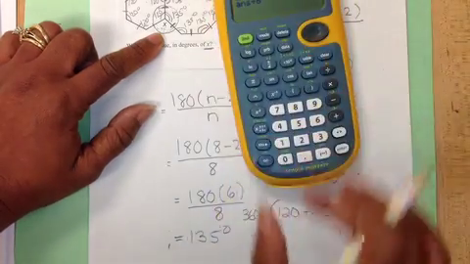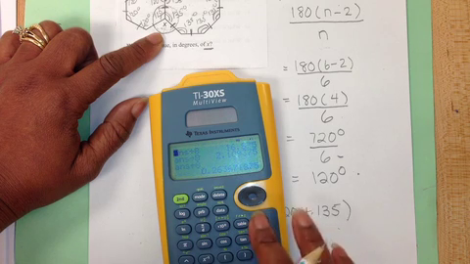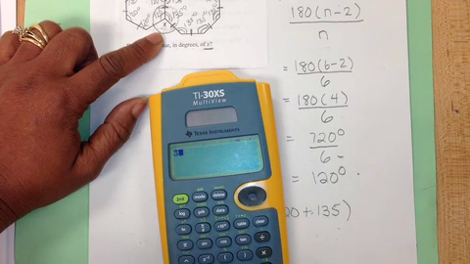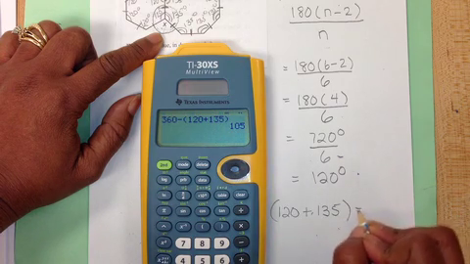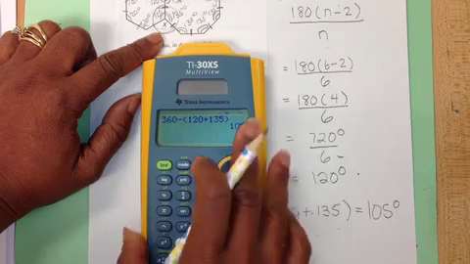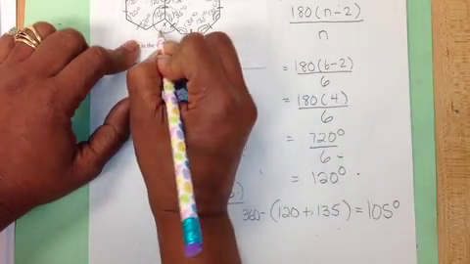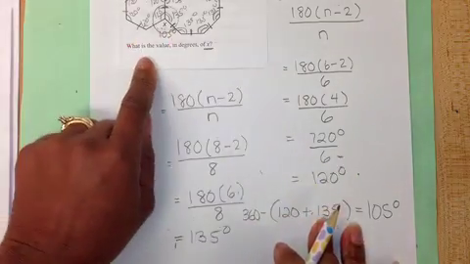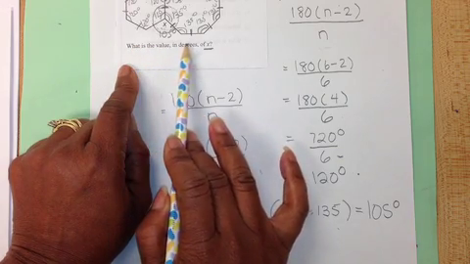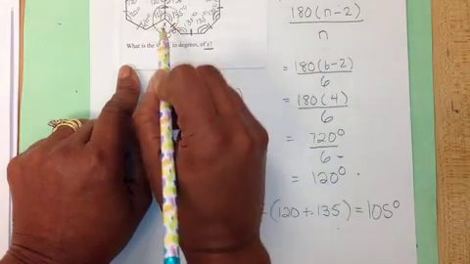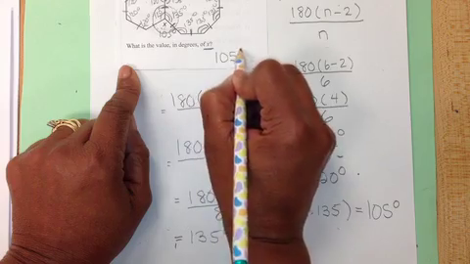So let me get my calculator out. We're going to work on that. Clear. We're going to say 360 minus parentheses 120 plus 135, close the parentheses, equals, and that is 105 degrees. So we're going to place 105 degrees there. Now, going back to the question, they asked us, what is the value in degrees of x? Well, the value in degrees of x will be 105 degrees.